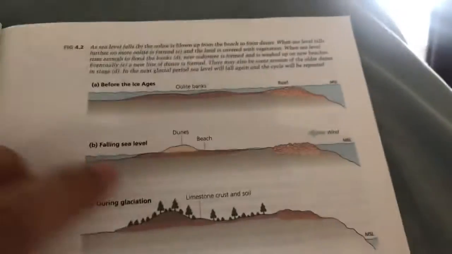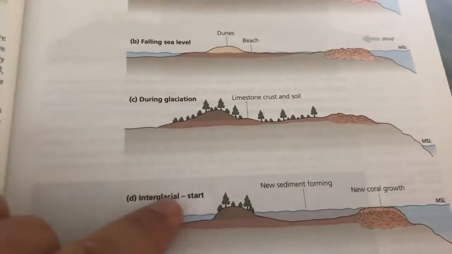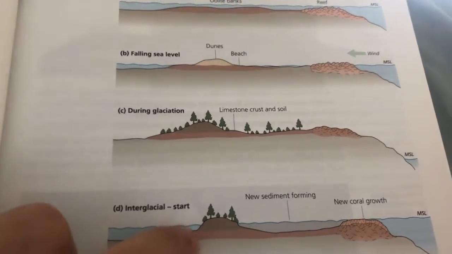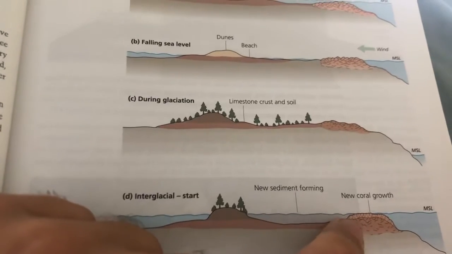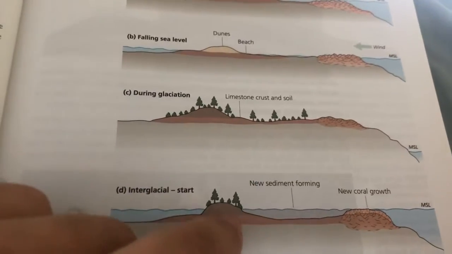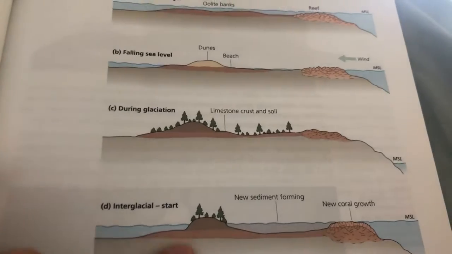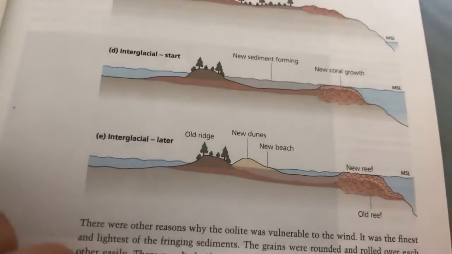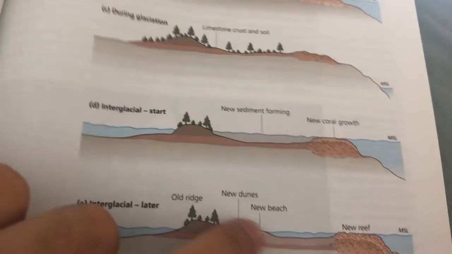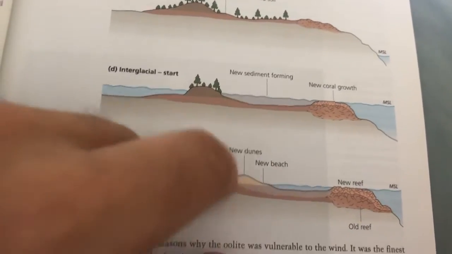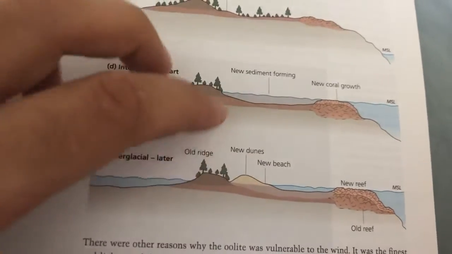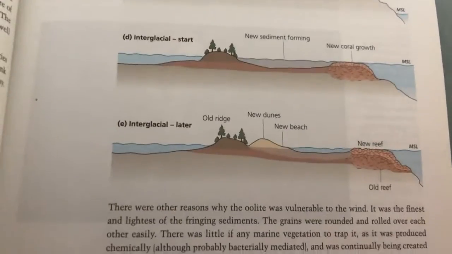Then the interglacial starts, so the sea levels start to rise again. We have new coral growth because it's under the water, and we still have these parts that are above the water here. Later, these oolites are still blown across from this reef, and we create these new dunes and a new beach here, and this process starts again. This process happens over and over again, and this is how that land is created.